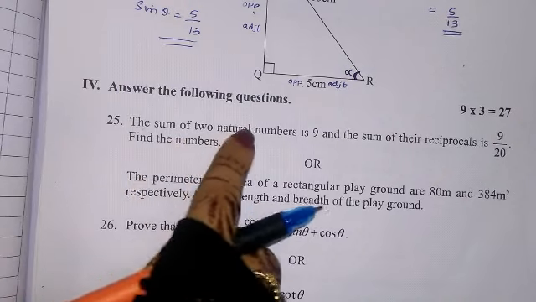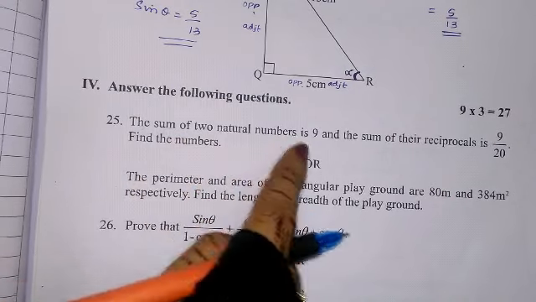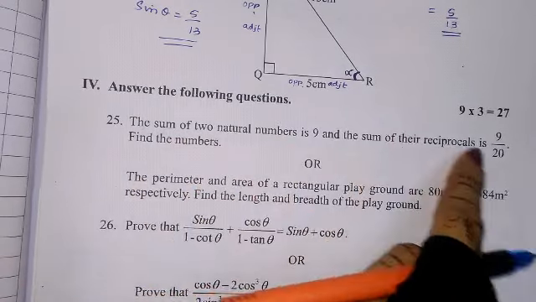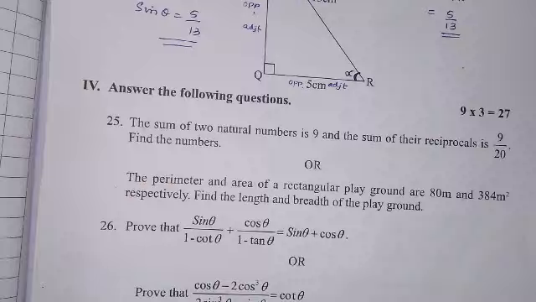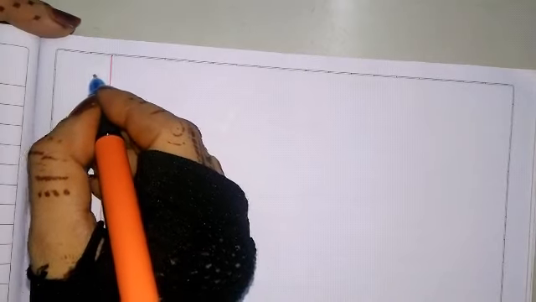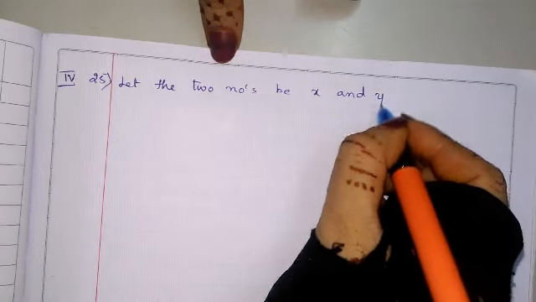The sum of two natural numbers is 9 and the sum of their reciprocals is 9 by 20. Find the numbers. They have asked to find the numbers. Let the two numbers be x and y.